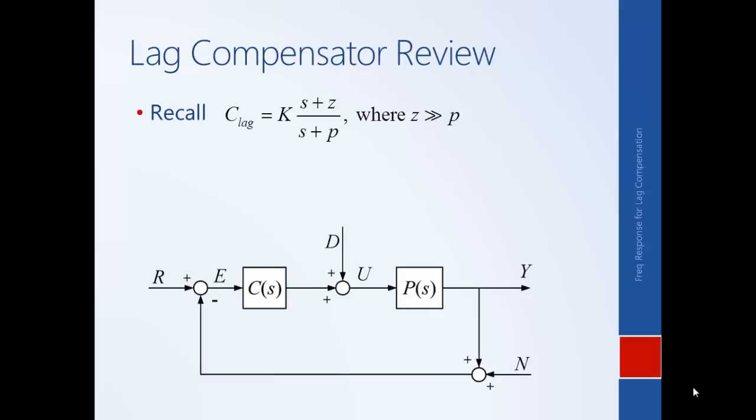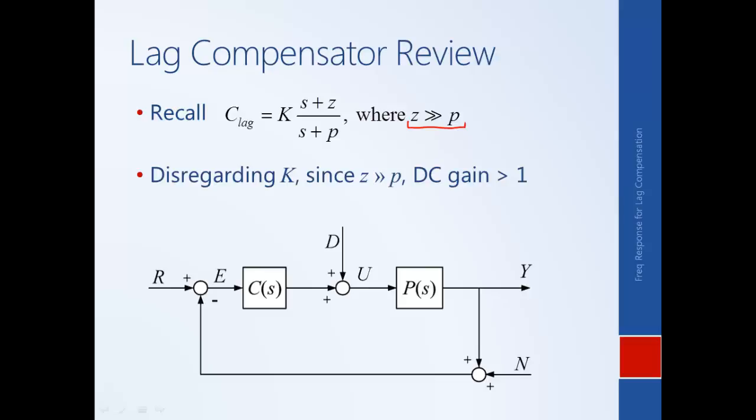So recall what we know about lag compensators. Here is the form of a lag compensator. It consists of a single zero and a single pole and possibly a gain. So it has the same structure as a lead compensator, which we just covered, except with a lag compensator, the zero is larger than the pole. Whereas with a lead compensator, it's reversed. The pole is larger. The effect of having a smaller pole, having a pole that's closer to the imaginary axis than the zero, can be interpreted as the pole dominating.